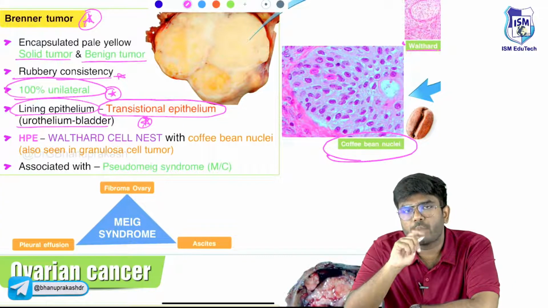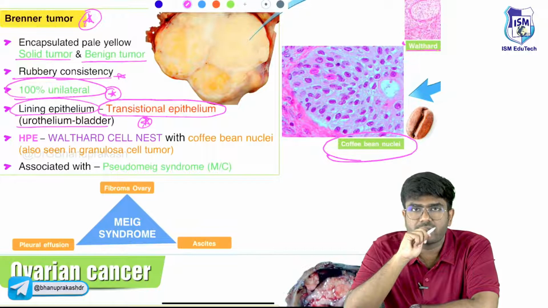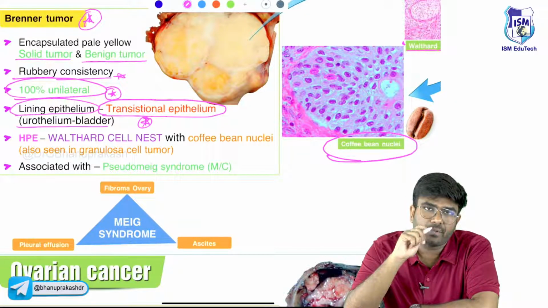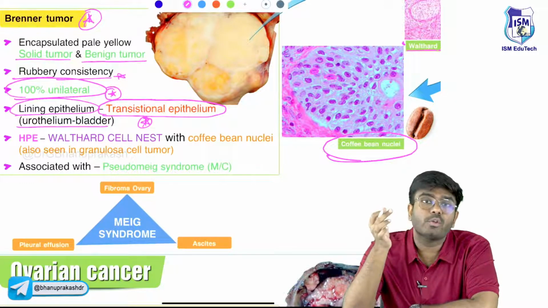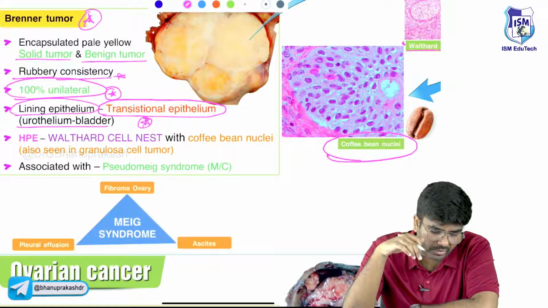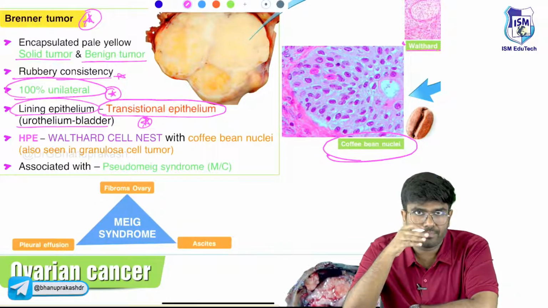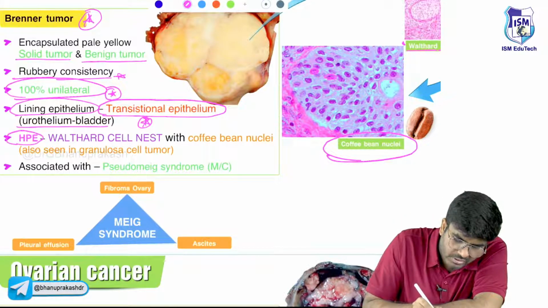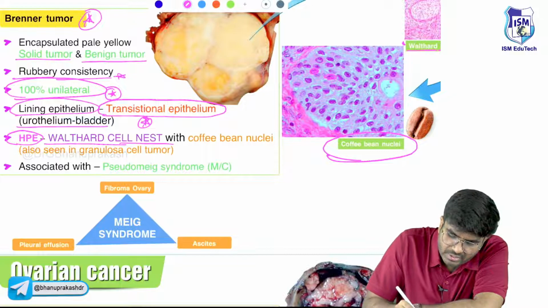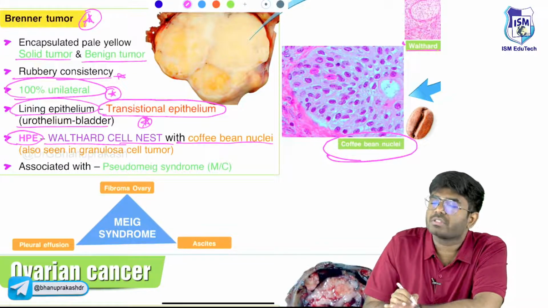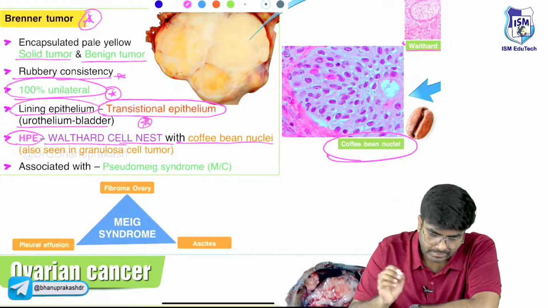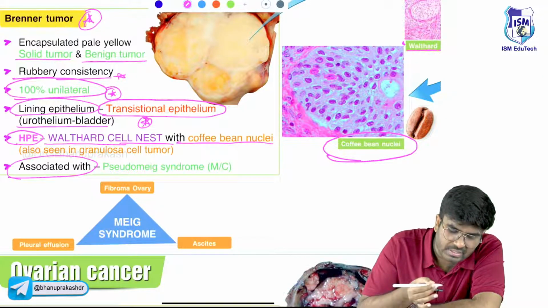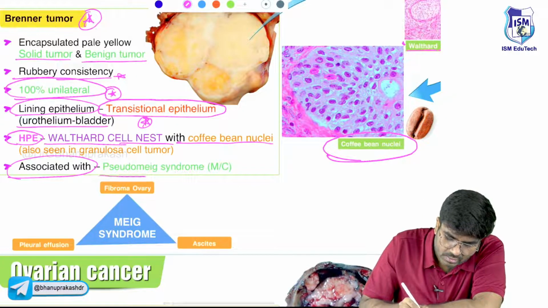Serous tumors are going to resemble the fallopian tube. Mucinous tumors are going to resemble the endocervix. Brenner tumors are going to resemble the urothelium, the transitional epithelium of the bladder. So on histopathological examination, what you will see is the Walthard cell nest with the coffee bean nuclei. This is also seen in granulosa cell tumors. We'll discuss it later.